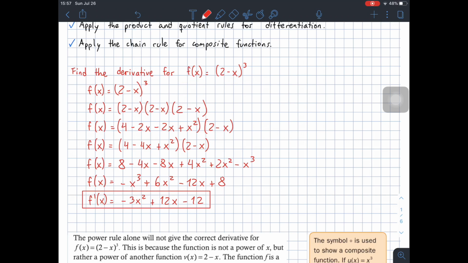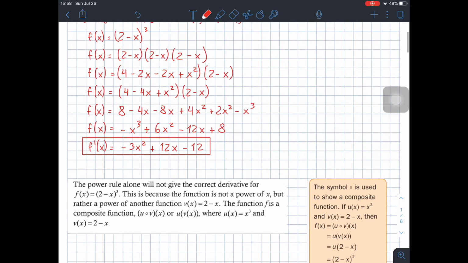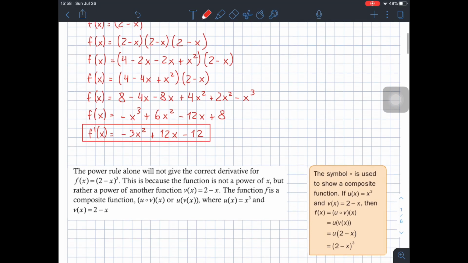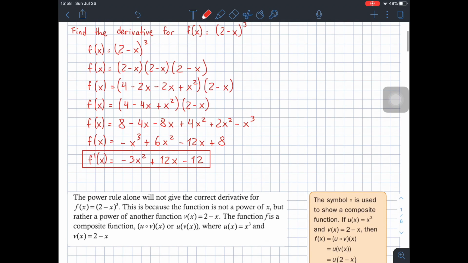Now, we're doing this long process just because we don't know the chain rule. The chain rule will help us shorten this process a lot, okay? So this is what the chain rule is about. Here it says, the power rule alone will not give the correct derivative for f of x equals 2 minus x cubed. This is because the function is not a power of x, but rather a power of another function, v of x, which is equal to 2 minus x. That's what I told you here at the beginning, right?